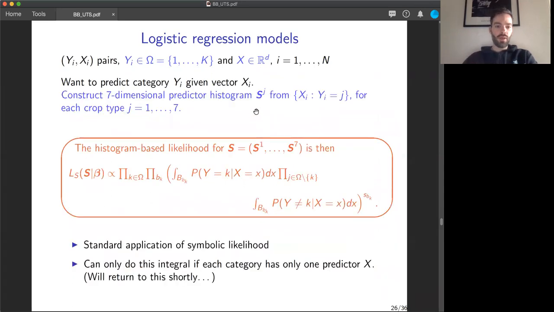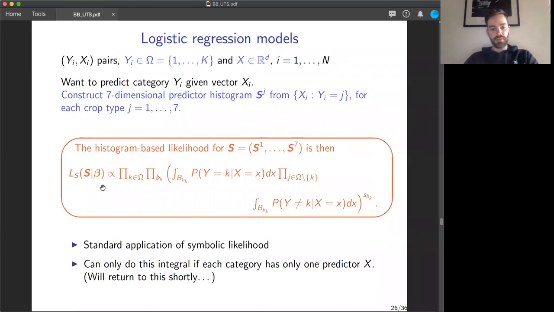Okay, so what we would like to do is construct a 7-dimensional predictor histogram. Because my predictors are 7-dimensional, for each of my outcomes I want to construct a 7-dimensional histogram. I can do this by applying the standard symbolic likelihood that I defined at the beginning of the talk. You can write a histogram-based likelihood for my bold S, which is composed of 7 histograms that are also 7-dimensional. 7 histograms because I have 7 outcomes, and 7-dimensional because I have 7 predictors. Sorry if that's a bit confusing.